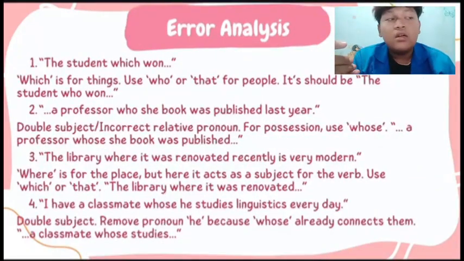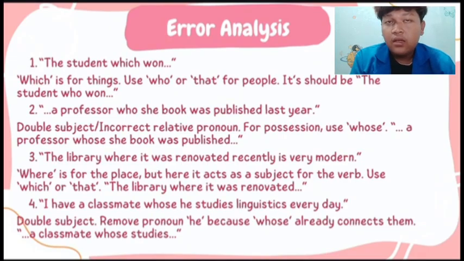And this is the error analysis. I have 10 errors to analyze. In the first, "the student which won": which is for things. Use who or that for people. So it should be "the student who won."